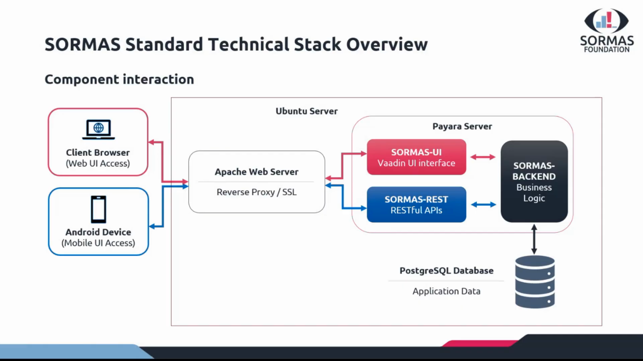The same thing happens if you're accessing SORMAS from the Android mobile application. Any request entered also goes to the Apache web server as a reverse proxy, but this time the request is proxied to the SORMAS REST API module, which then communicates with the backend module and returns a response to the Android user interface as well. Access to the database is only through the business logic components of the SORMAS backend module. The SORMAS REST module and the SORMAS UI module never access the PostgreSQL database directly.